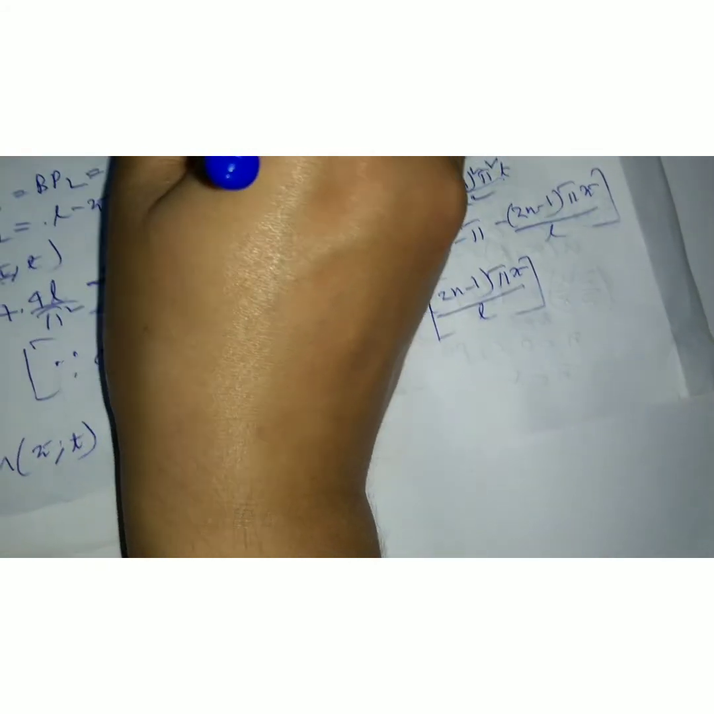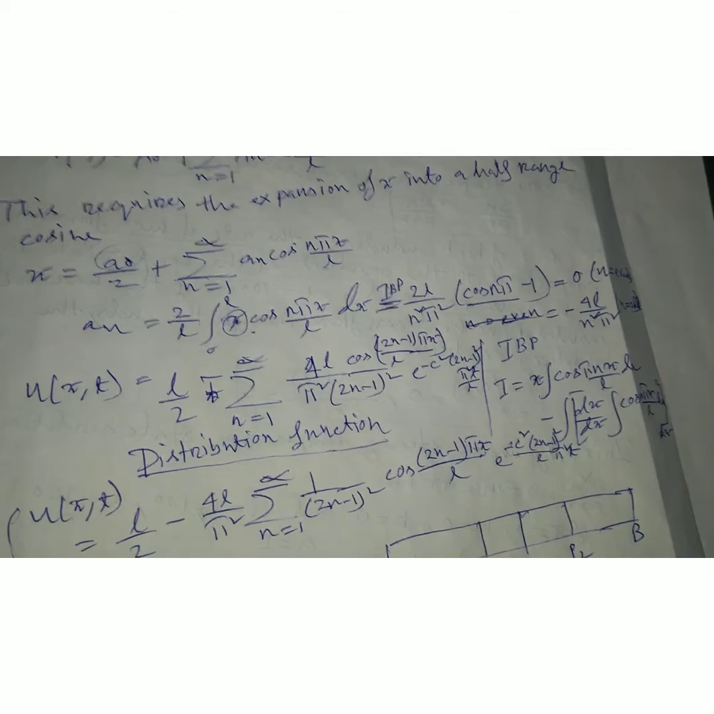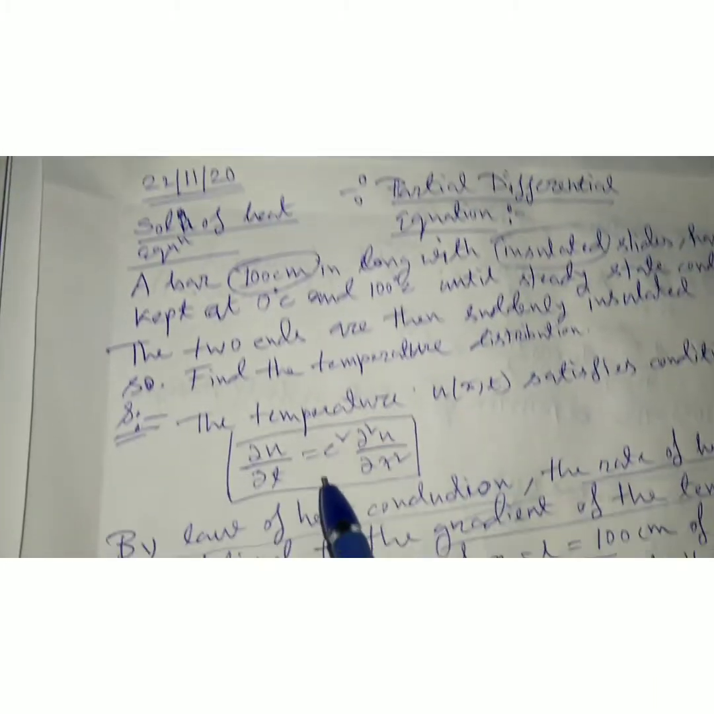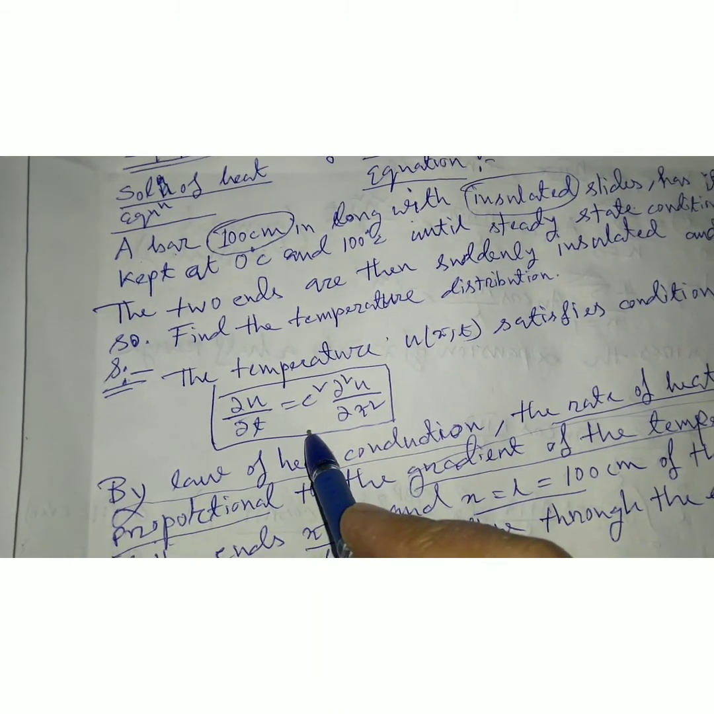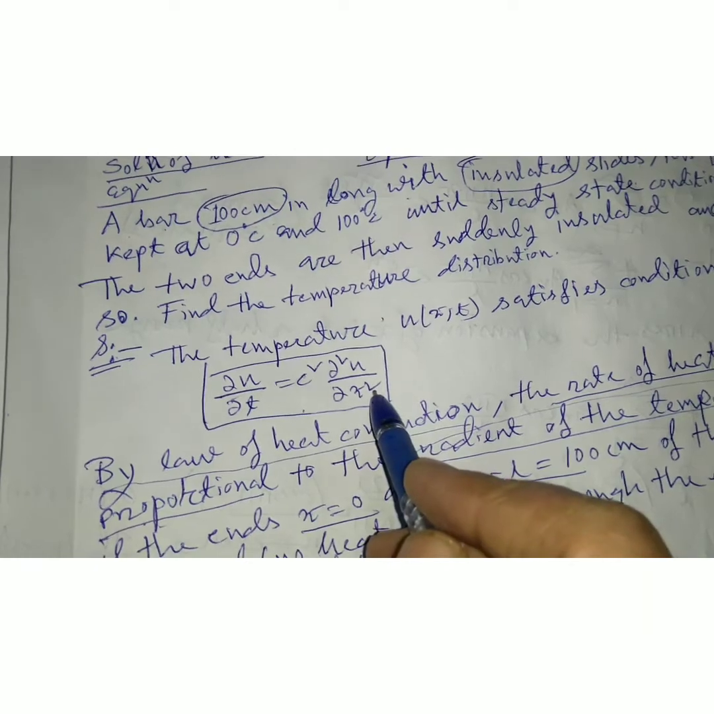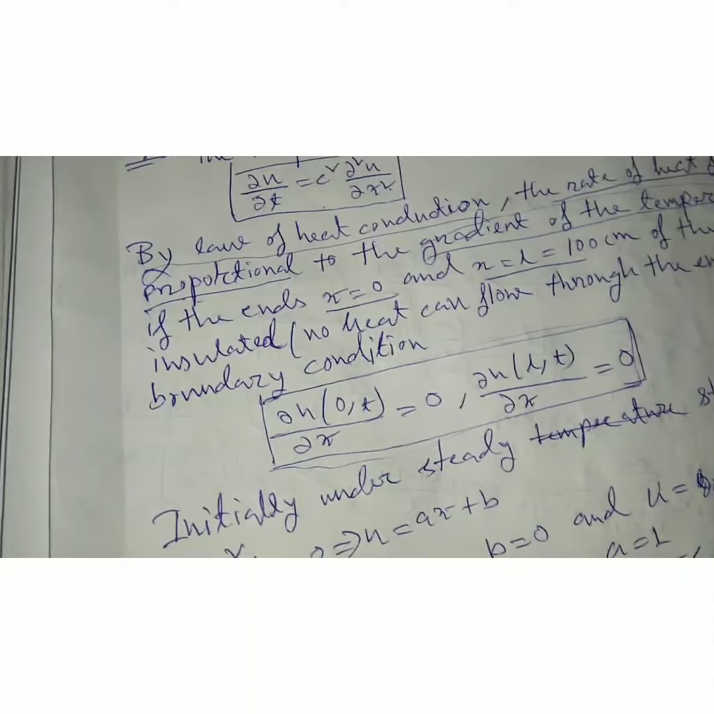So friends, very easy things, not very easy. The main fact is that you have to remember the theorem. Which theorem? This point you have to remember: del u by del t is equal to c square into del square u divided by del x square. This you have to remember.